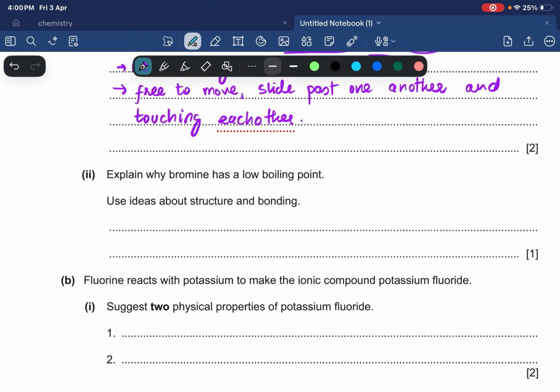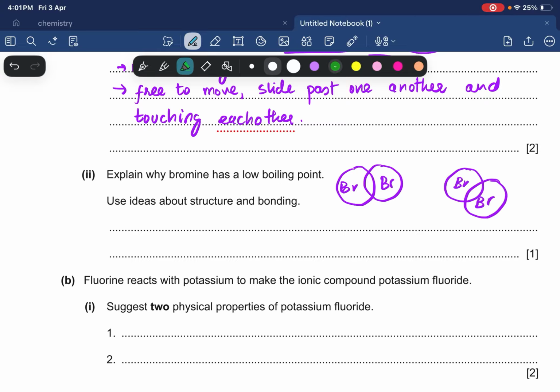Okay, explain why bromine has a low boiling point. Use ideas about the structure and bonding. So what does a bromine molecule look like? This is one bromine molecule that has 2 bromine atoms covalently bonded. Whenever we have to melt bromine, what do we have to break? There's some intermolecular force between the 2 bromine molecules that we have to break. We don't break the bond. This is the covalent bond. This is not broken. This is the intermolecular forces.